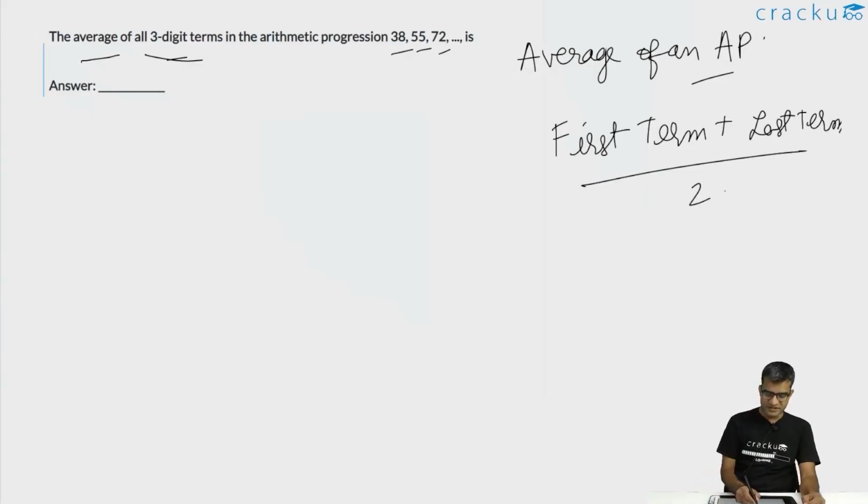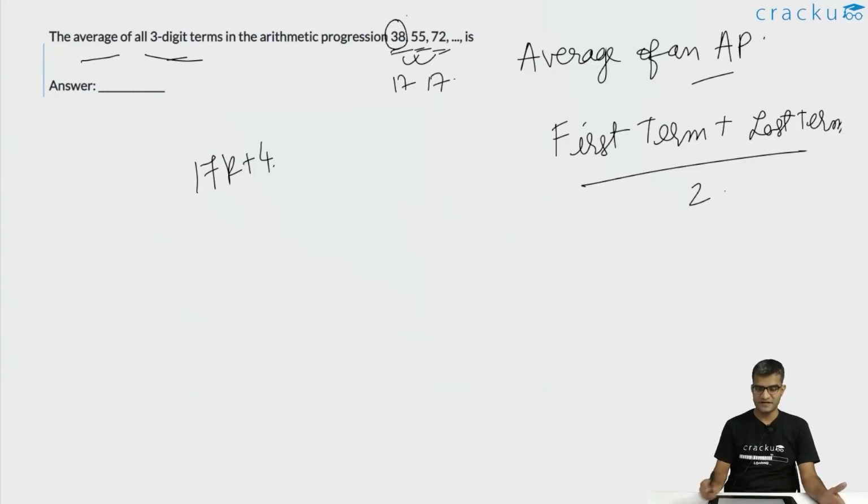This arithmetic progression is 38, 55, 72 and so on. So the difference is 17. So each term of this arithmetic progression is of the form 17k plus 4. Because 38 is 34 plus 4, and 34 is a multiple of 17. Then you add 17 to it, 55 will come. 55 is 51 plus 4. Then you get 72. 72 is 68 plus 4. So every term is of the form 17k plus 4.